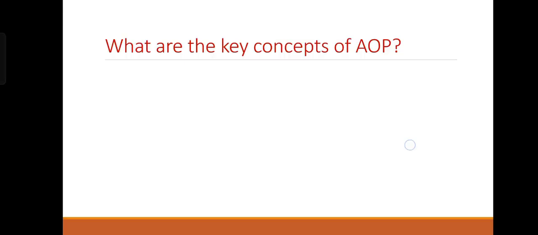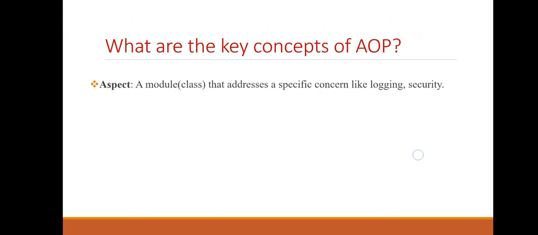What are the key concepts of AOP? There are 4 key concepts. Let's see them. First one, aspect. It is a class that addresses a specific concern like logging, security. So we have the cross-cutting concerns, right? So those concerns can be added into a separate class. That class is called aspect here.